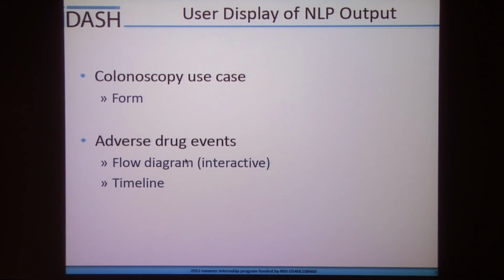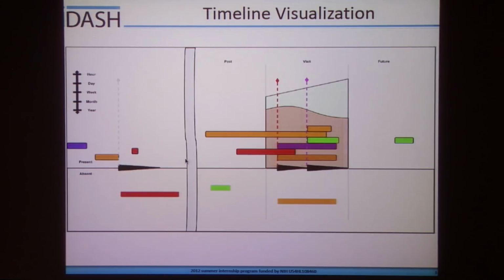Whereas for the adverse drug events, the user was more interested in seeing the temporal order of events in relation to the administration of a drug while the patient is hospitalized. So an interactive visualization of a timeline will be more suited. And it'll be helpful for quickly recognizing event patterns and navigating patient record history.